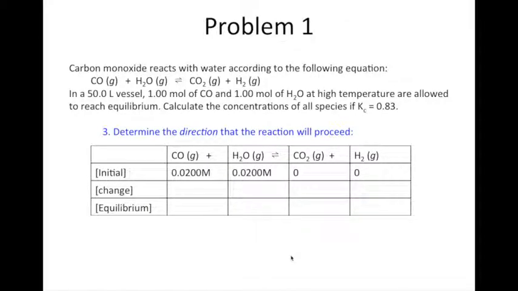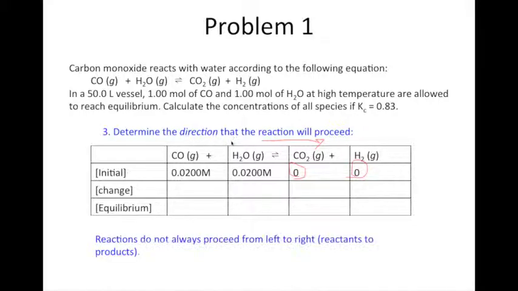So the next thing we have to determine is what direction will the reaction proceed? Well, here we know that the reaction must go from left to right, from the reactants to products, because the concentration of our products is initially 0. So it must go in that direction. The reverse reaction can't occur initially. But it's important to appreciate not all reactions always proceed from left to right. So sometimes we'll have to go the other way. We'll work some problems where that is the case a little later.